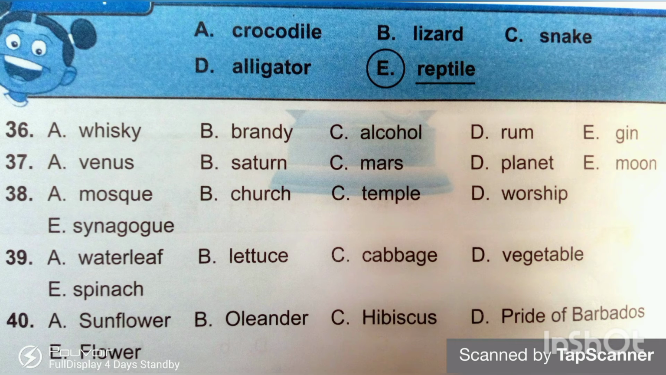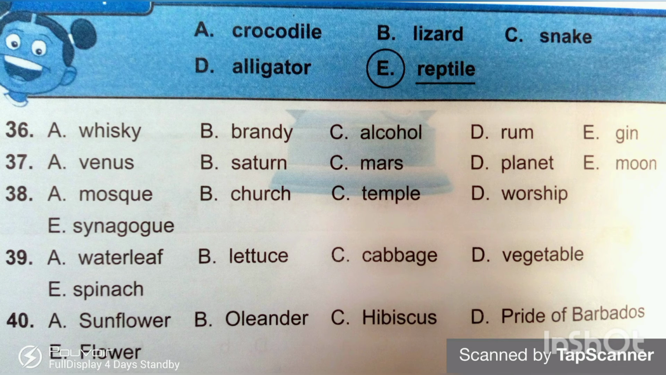So now with this in mind, let's do number 36. A. Whiskey, B. Brandy, C. Alcohol, D. Rum, E. Gin. Now what is the group name for all these words listed here? The group name for them is alcohol. Whiskey is an alcohol, brandy is an alcohol, rum is an alcohol, and gin is an alcohol. Therefore, our answer is C, alcohol. That is easy, right? Group names are always easy to attempt.